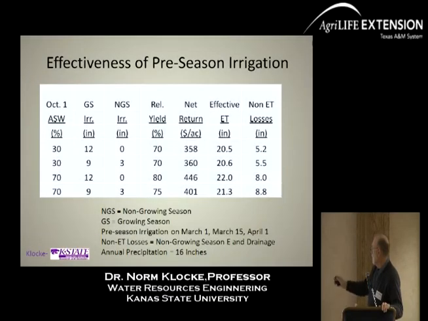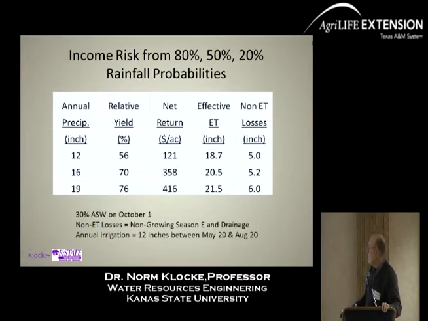So the take-home message here is we have to adapt to where we are. In October or the next spring, we have to adapt with those situations that are presented to us. Now if we go to the annual precipitation, again we're talking about that risk across that expected precipitation, and these are the 80, 50, and 20% probabilities.